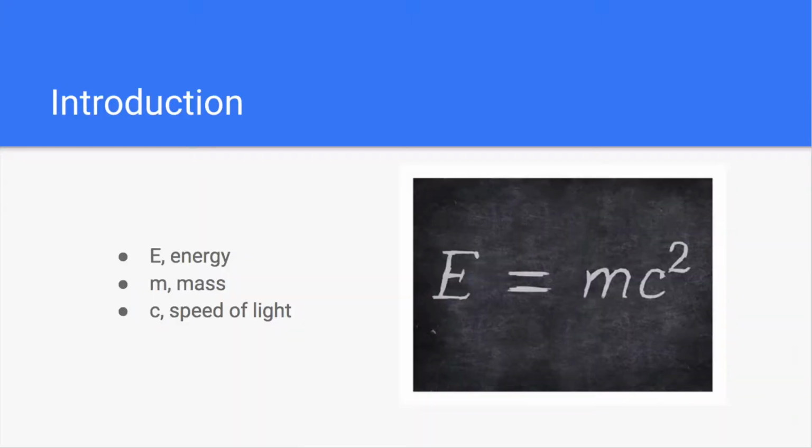Mass-energy equivalence. E equals mc squared is the most well-known equation among non-professionals. It relates the energy, E, of a particle to its mass, m. Before we further discuss this relationship, let's talk about what energy and mass actually are.